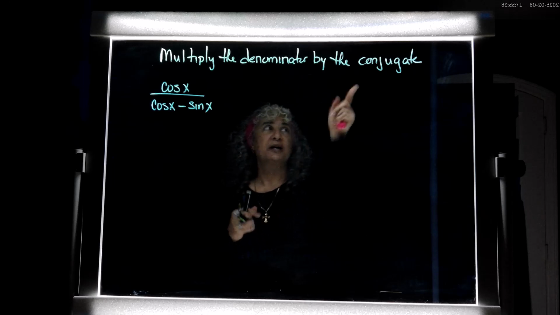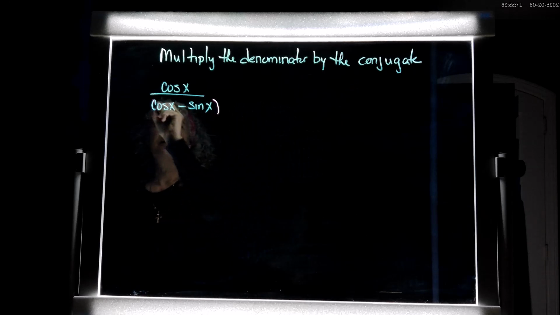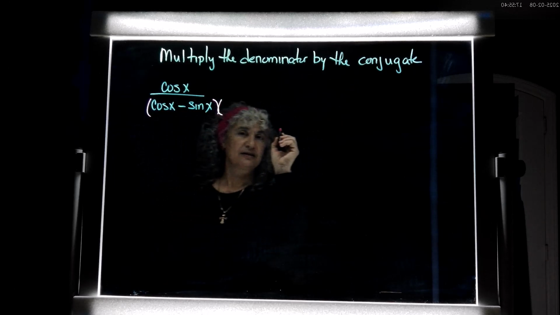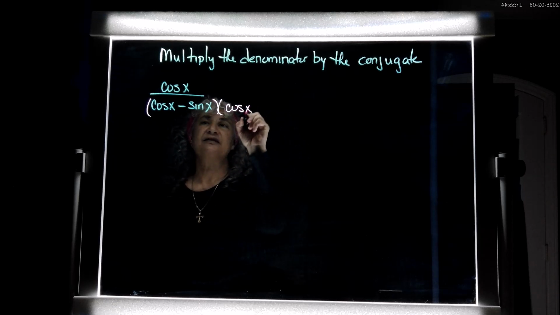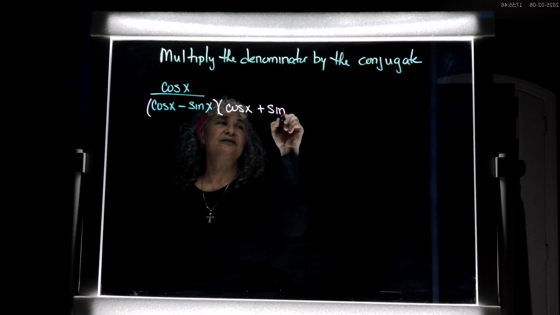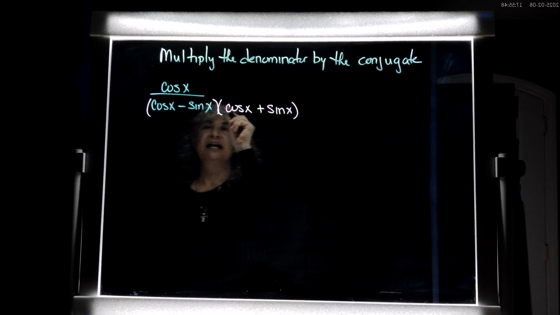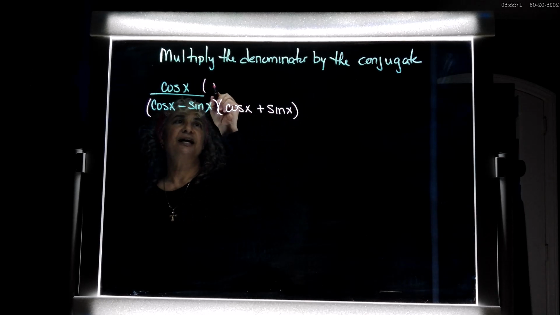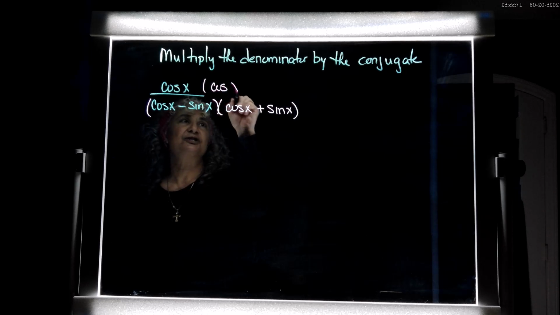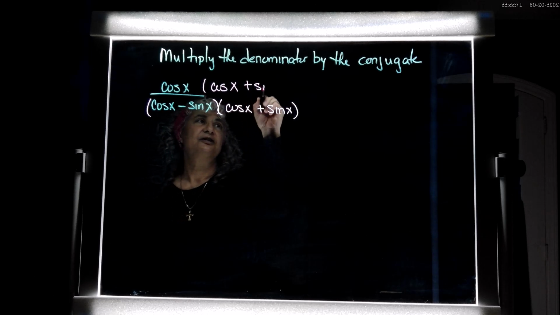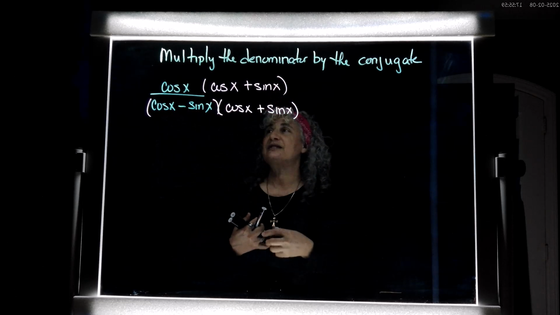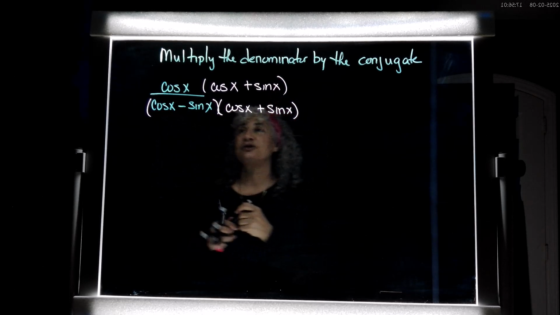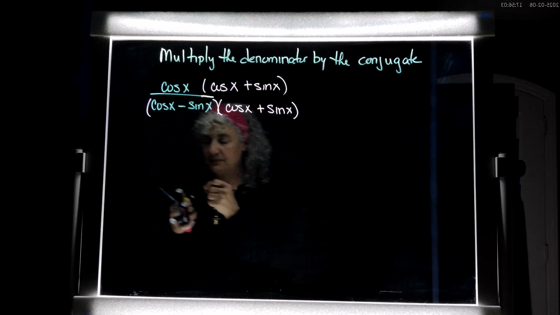Okay, so here we go. We're going to multiply the denominator by the conjugate. So that means the conjugate looks like, good, cosine of x plus sine of x. Very good. And if you do it to the denominator, excellent. You're going to do it to the numerator. So let's work out the denominator first, okay? Let's see what this thing actually looks like.